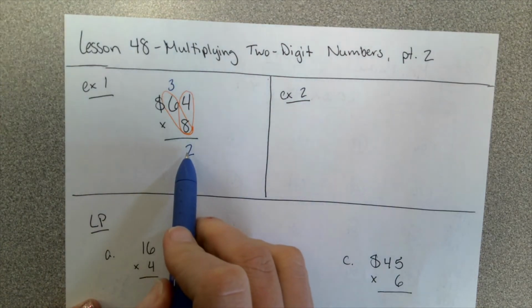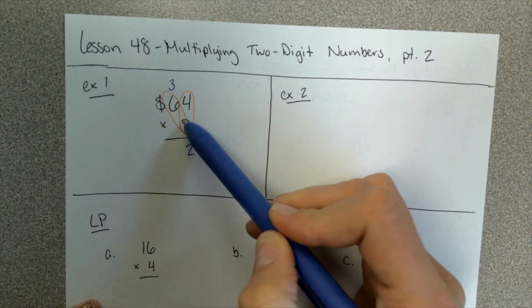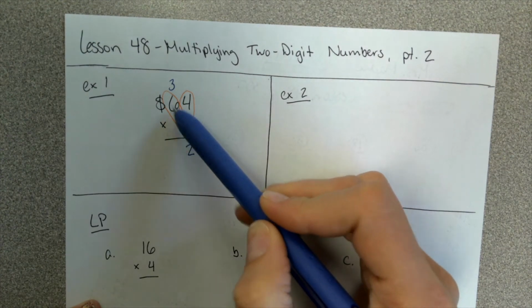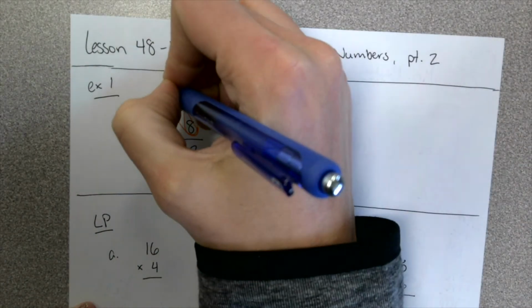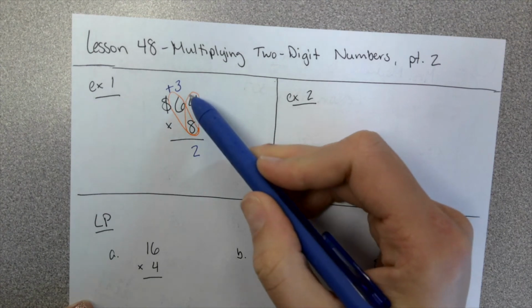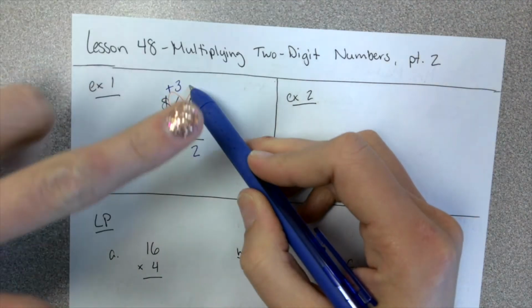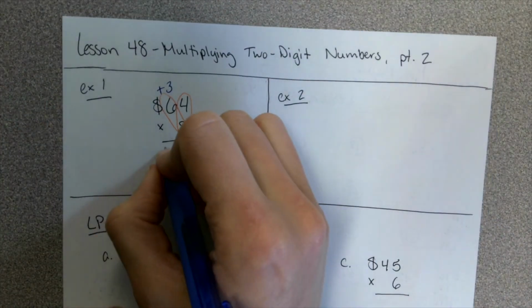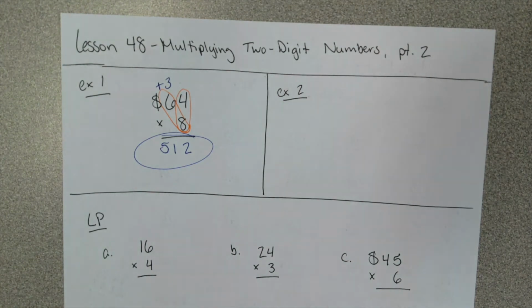32. Now, the next step, we're going to take 8 times 6, but then we're going to add this 3 on. Okay, we're going to add this 3. So we're going to multiply, then add. So do 6 times 8. 6 times 8, you get 48. Plus 3, 49, 50, 51. So we get 51 right here, and our answer is 512.